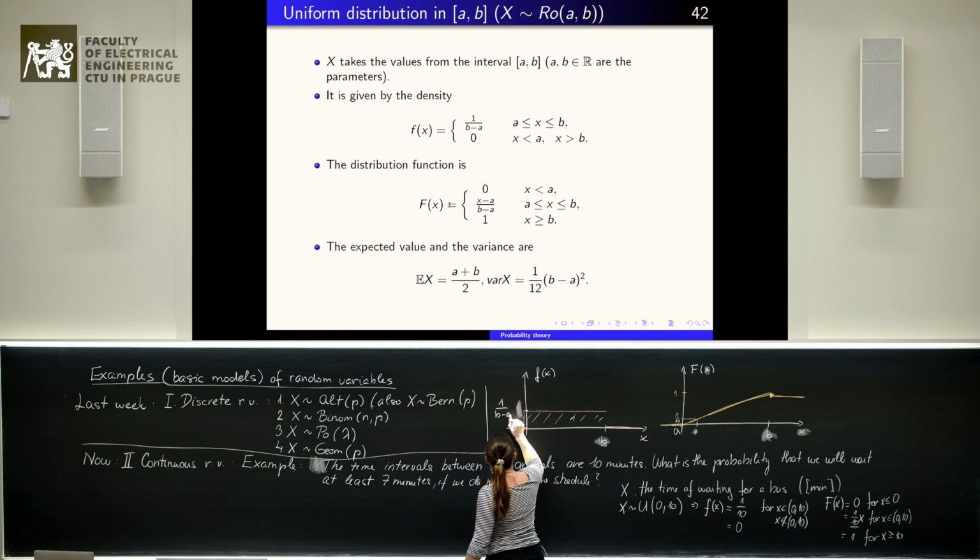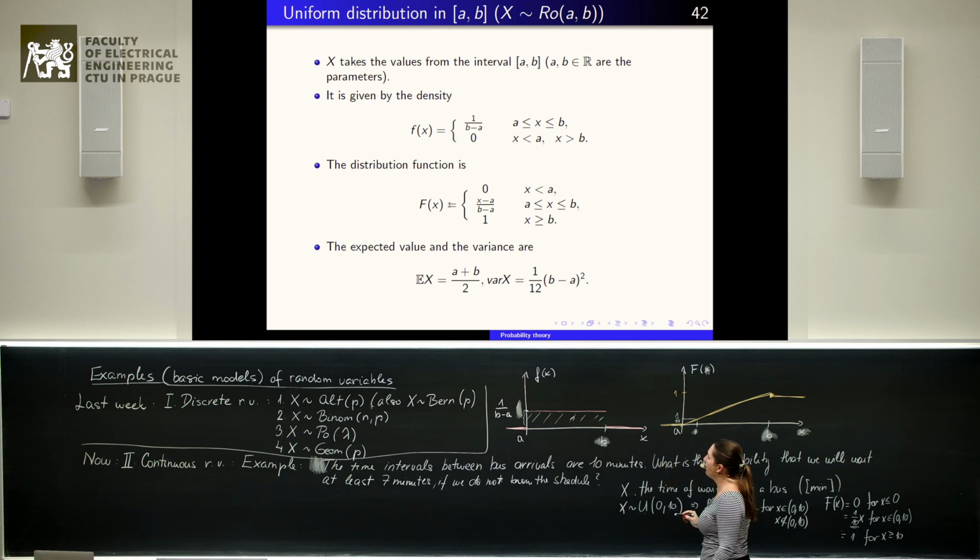The constant is equal to 1 over b minus a, and in fact everything is described here, so it's not needed to describe it again. So the distribution function is equal to 0 for x from minus infinity to the lower boundary, because there is no probability which can be cumulated. All the probability is cumulated till the upper boundary, so the distribution function is equal to 1 for x greater or equal to the upper boundary.